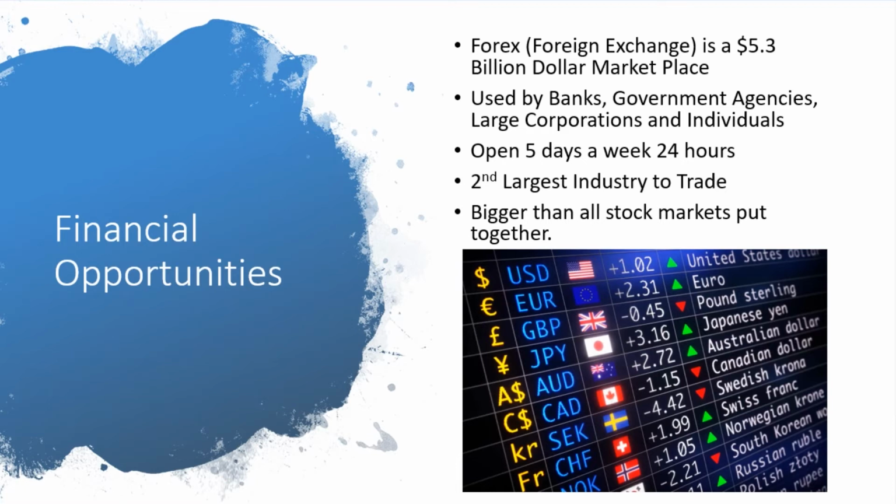Let's break down your financial opportunity. The Forex marketplace, or what is known as the foreign exchange, is a $5.3 billion a year marketplace. It is used by banks, government agencies, large corporations, and individuals. It's open 5 days a week, 24 hours a day. It's the second largest industry to the trade marketplace. It is bigger than all the stock markets put together. Here, currencies are traded on a daily basis, just like you would trade stocks, but instead you trade currencies. So you would trade USD versus Euro, the Great British Pound versus the US dollar, the US dollar versus the Japanese yen, and so forth.